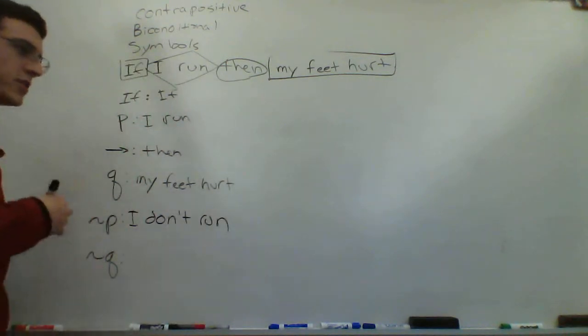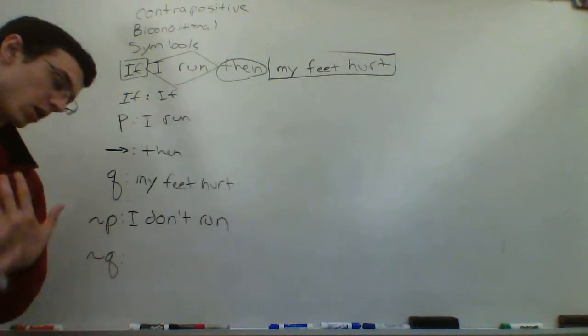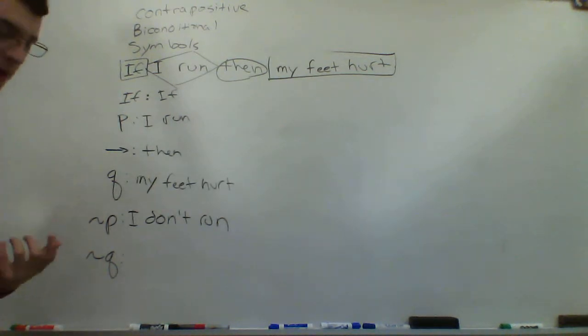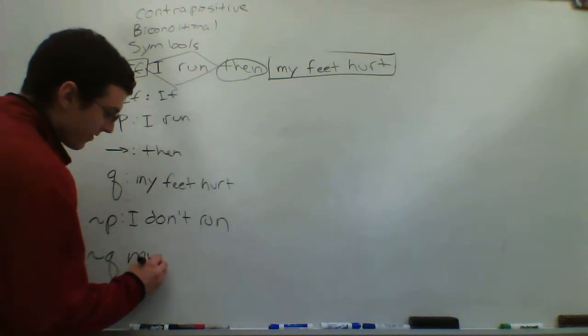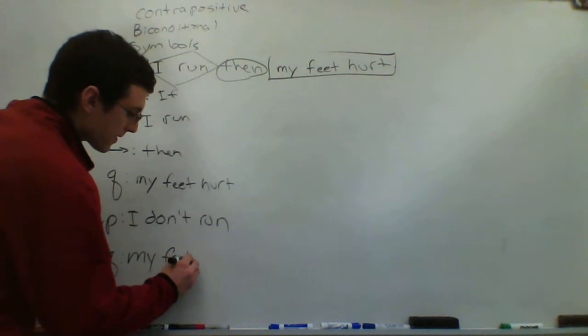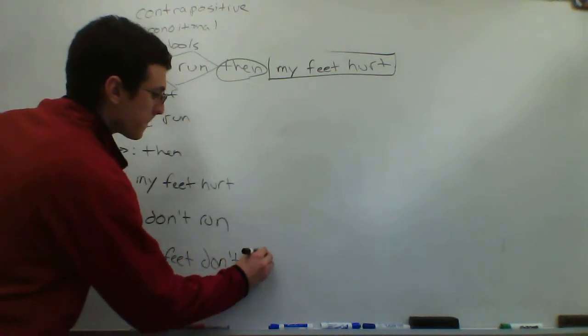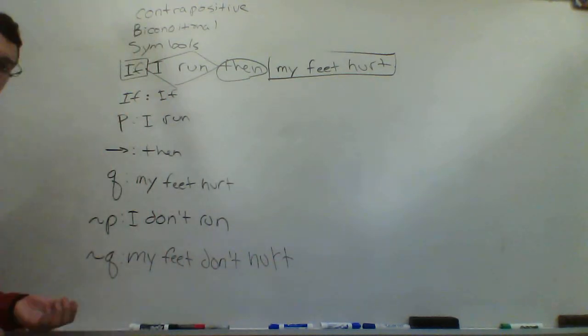Same thing with our squiggly Q, our negated Q, our negated conclusion. My conclusion, or Q, is my feet hurt. My negated conclusion is the opposite of that: my feet don't hurt. So those are our first 6 parts. That's what we know so far.